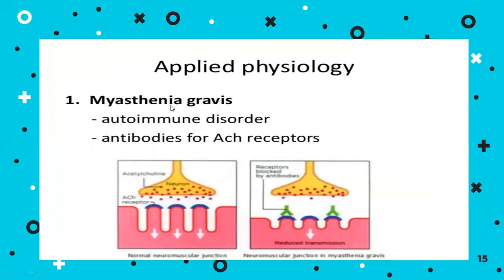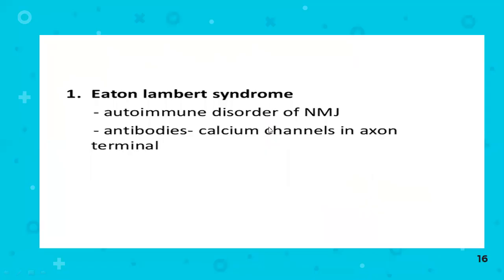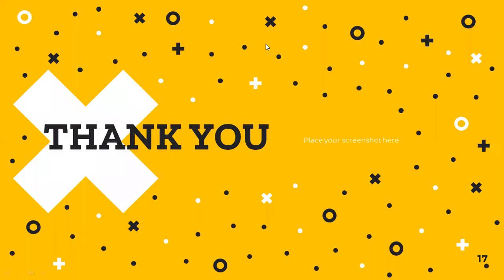This is the applied physiology. Myasthenia gravis is an autoimmune disorder where there are antibodies for ACH receptors. Then is Eaton-Lambert syndrome. It is also an autoimmune disorder of neuromuscular junction. So this is all in neuromuscular junction.